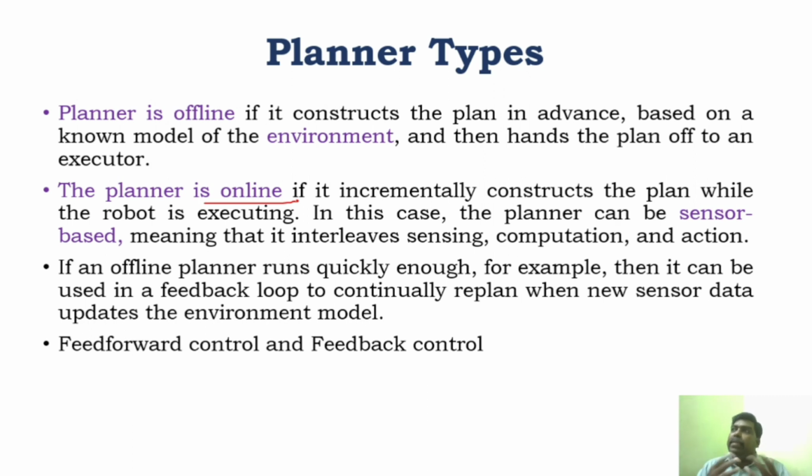Okay, and similarly we can make an offline planner work very efficiently by giving feedback loops based upon the movements, based upon the sensor data. Okay, and as a whole, a planner system, a robotic system can be a feed forward control or a feedback control. You may know what feed forward is and what feedback is, right? The system can be a forward control or feedback control.